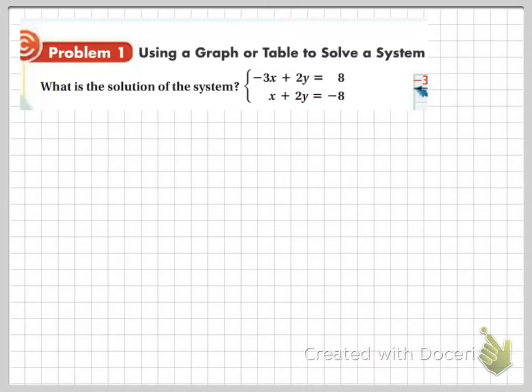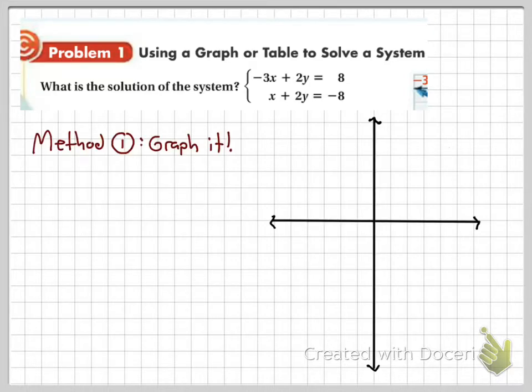The first problem we're going to look at is using a table or graph to solve a system. So they gave us two linear equations and they want to know what is the solution to this system. The first method that we're going to look at is by graphing it. Both of these equations right now are in standard form. It's going to be easier to graph it if we have it in slope-intercept.